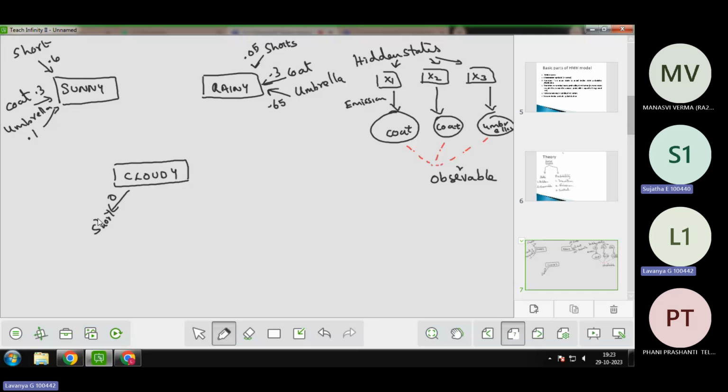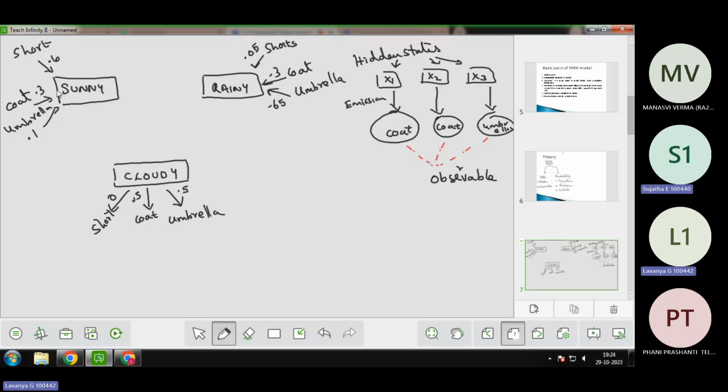Excuse me, Lavanya ma'am, can you hear me? He is going to have a coat with 0.5 probability of wearing a coat, and again 0.5 probability, because it is cloudy, he may carry an umbrella. Hello. Lavanya ma'am, can you hear me?